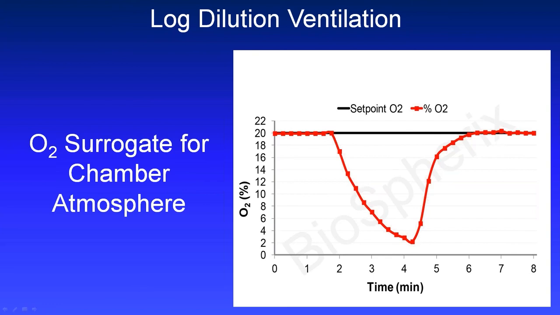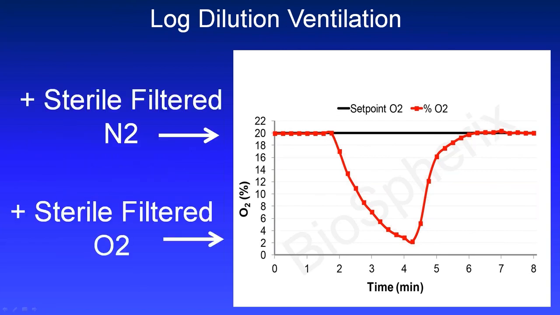This is data from one chamber of a small dual buffer that was programmed for a single log dilution ventilation cycle. It's a dilution process, so the larger the chamber is, the longer it takes. But in this chamber, it takes between 3 and 5 minutes to complete this cycle. We use oxygen in these chambers as a surrogate for the chamber atmosphere, and so we monitor the oxygen level in order to monitor that gas replacement with fresh gases from the tanks. And it works like this.